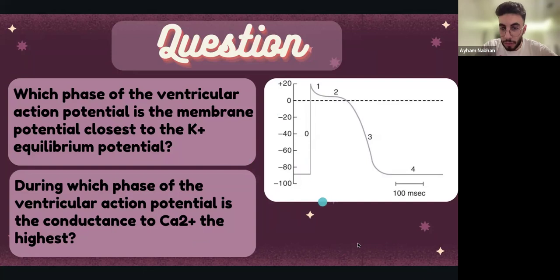Okay, MashaAllah, you all answered correctly? So, which phase of the ventricular action potential is going to be closest to the potassium equilibrium potential? As we said, the potassium inward rectifier is always there as a background at the resting membrane potential, which is phase 4. So the answer is going to be phase 4.